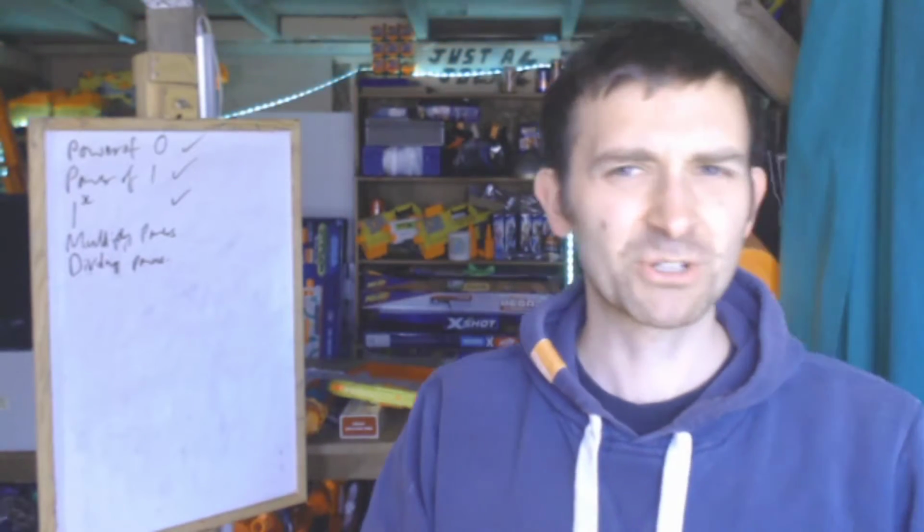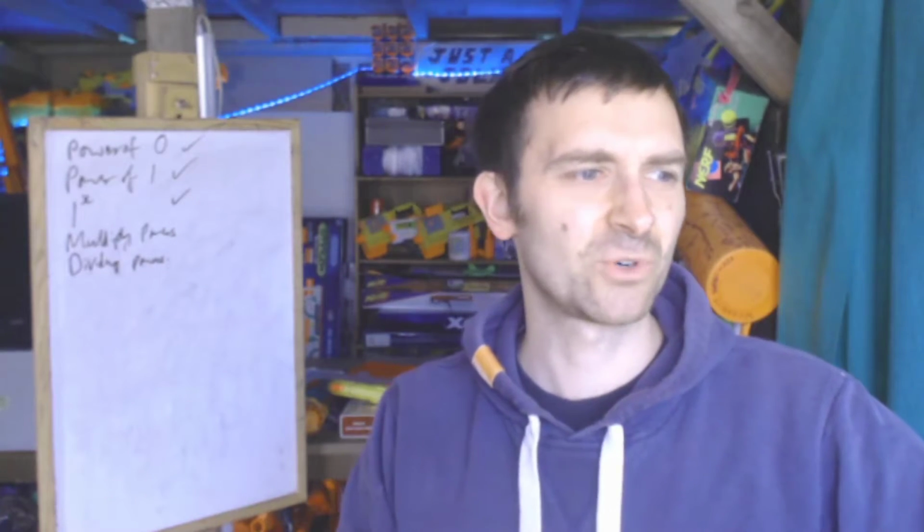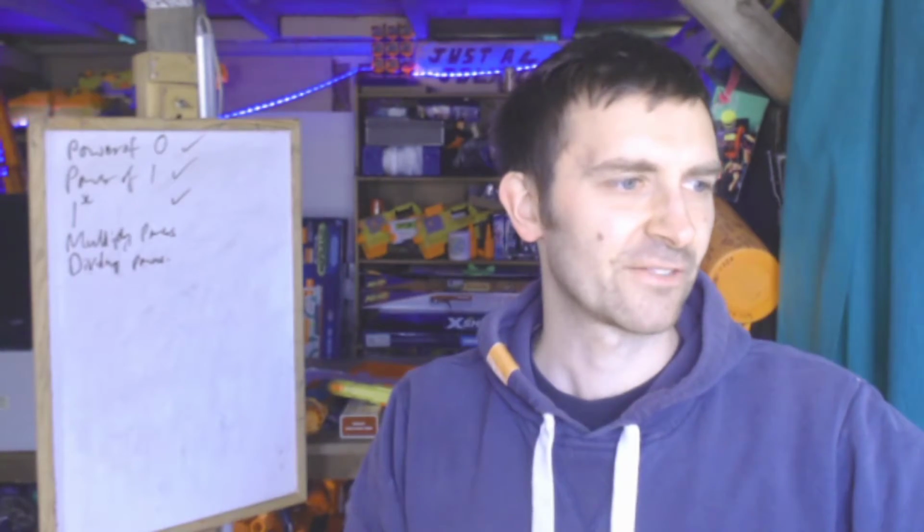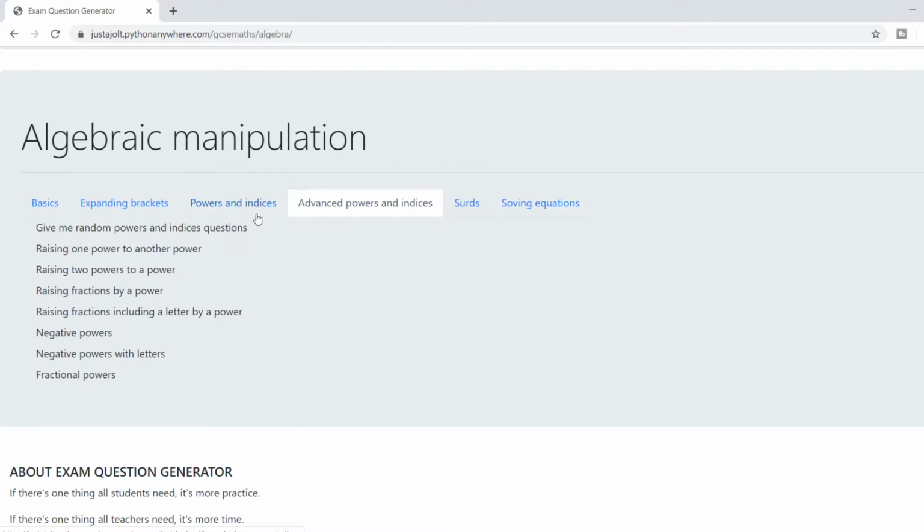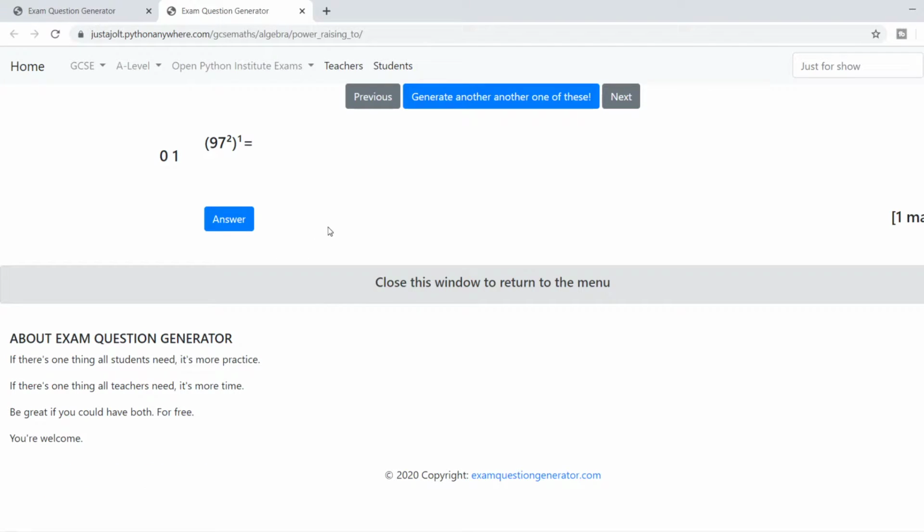If you want to do some harder stuff, and this is now getting up towards level 5 sort of stuff, then really you want to be looking at the advanced powers and indices stuff, and that gets a bit tricky. That gets a bit dicey. So this is where it gets interesting. So what's going on here?